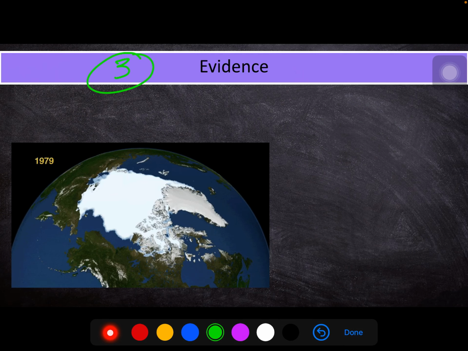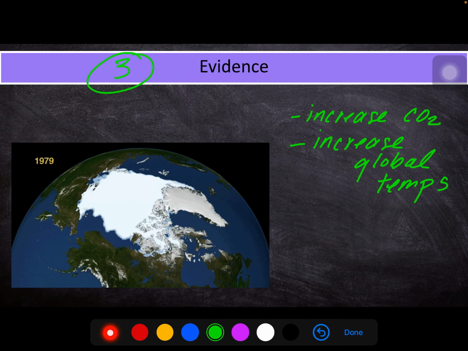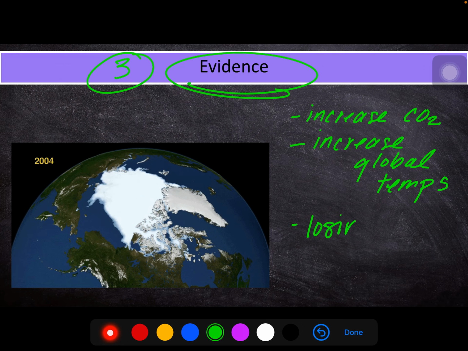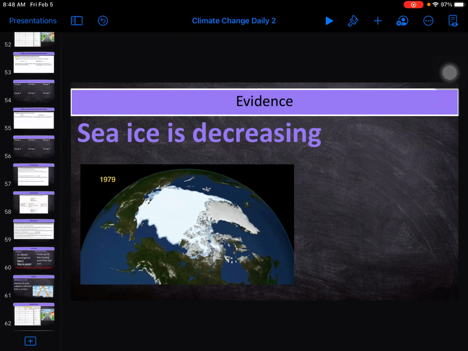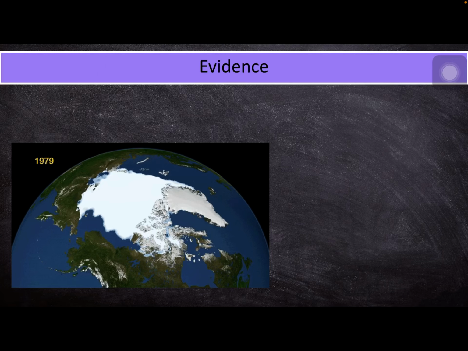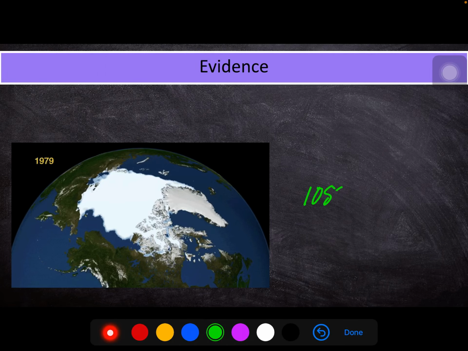Okay, we already know that there's an increase in CO2, right? We already know that's happening from more combustion, which increases our global temps, right? So you can put that into a sentence. Now, we're seeing our evidence is that we are actually losing sea ice. We can see it, oh my goodness. We can see it both visually and in the data, right?